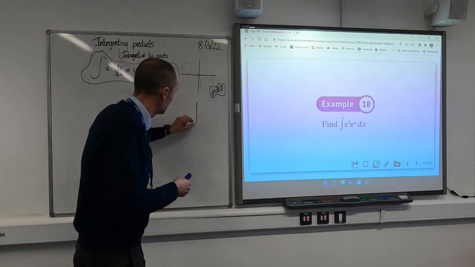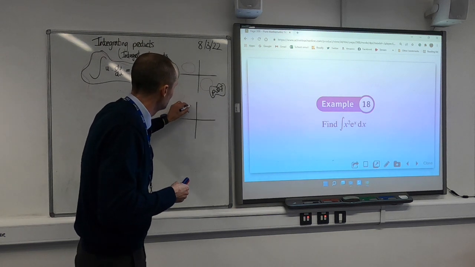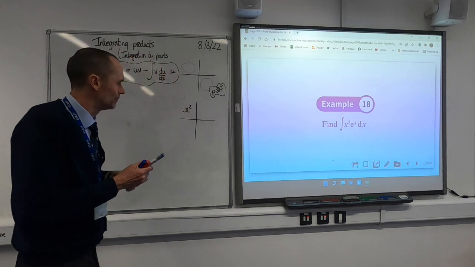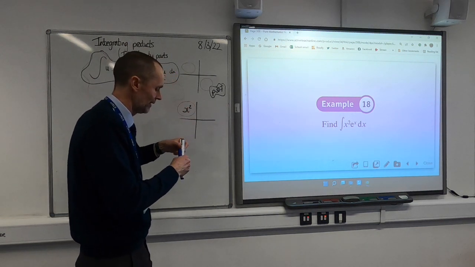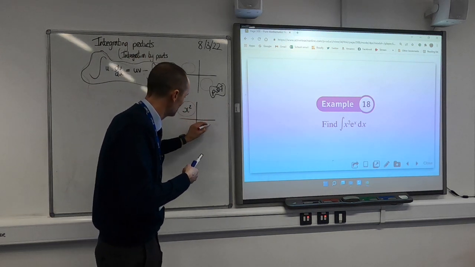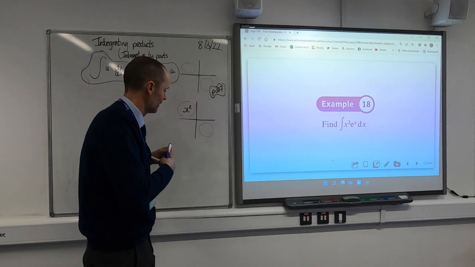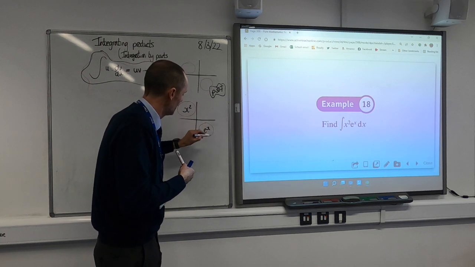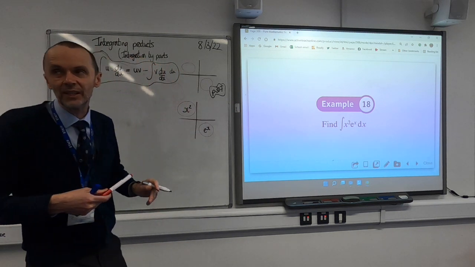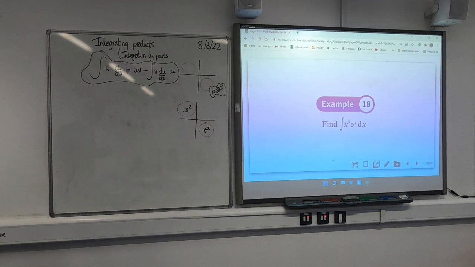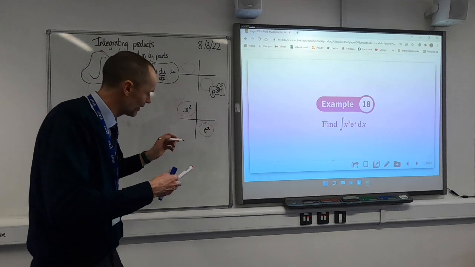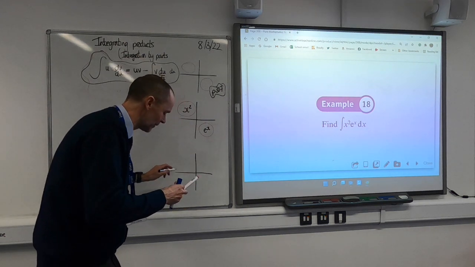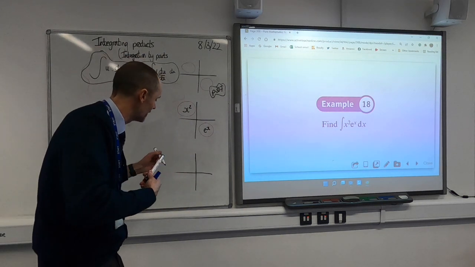So I'm definitely going to put my x squared up here, because that differentiates to 2x. That's much simpler than integrating it. And e to the x just becomes e to the x when you integrate it. So see if you can plug that into the formula and see what you notice. I'm just not saying anything, not going to give any game away, but I'm going to do another little set of windows down here.